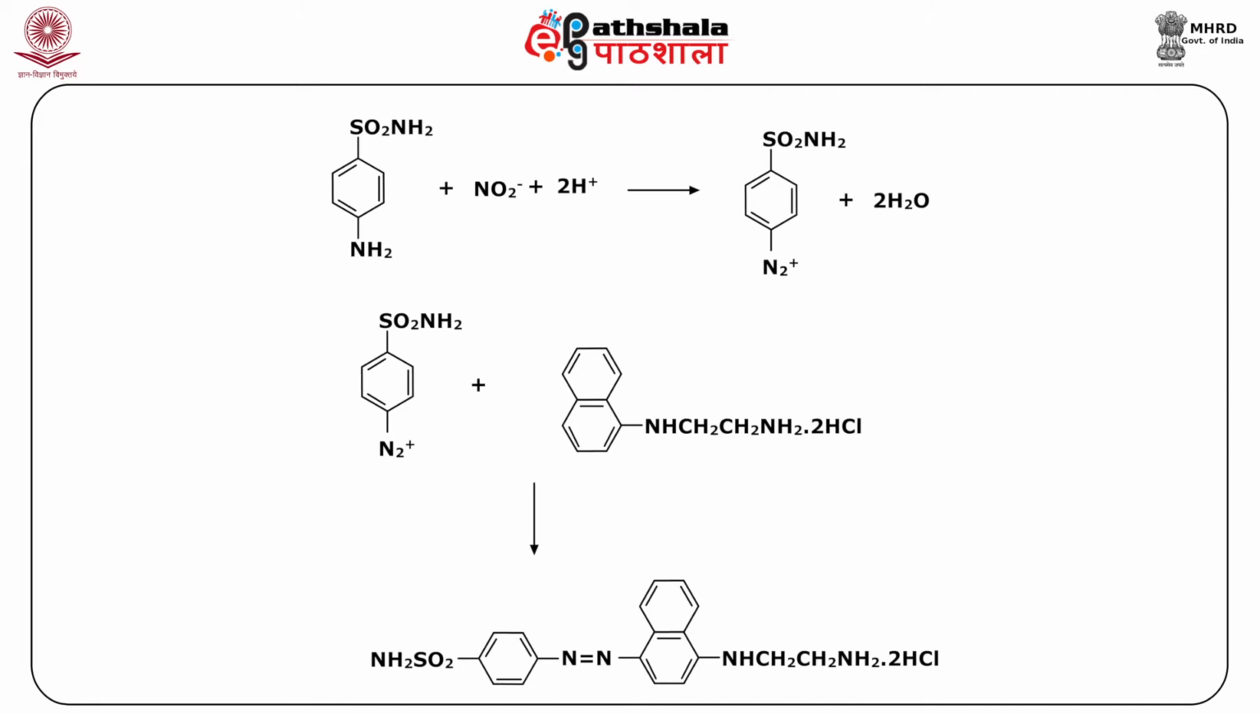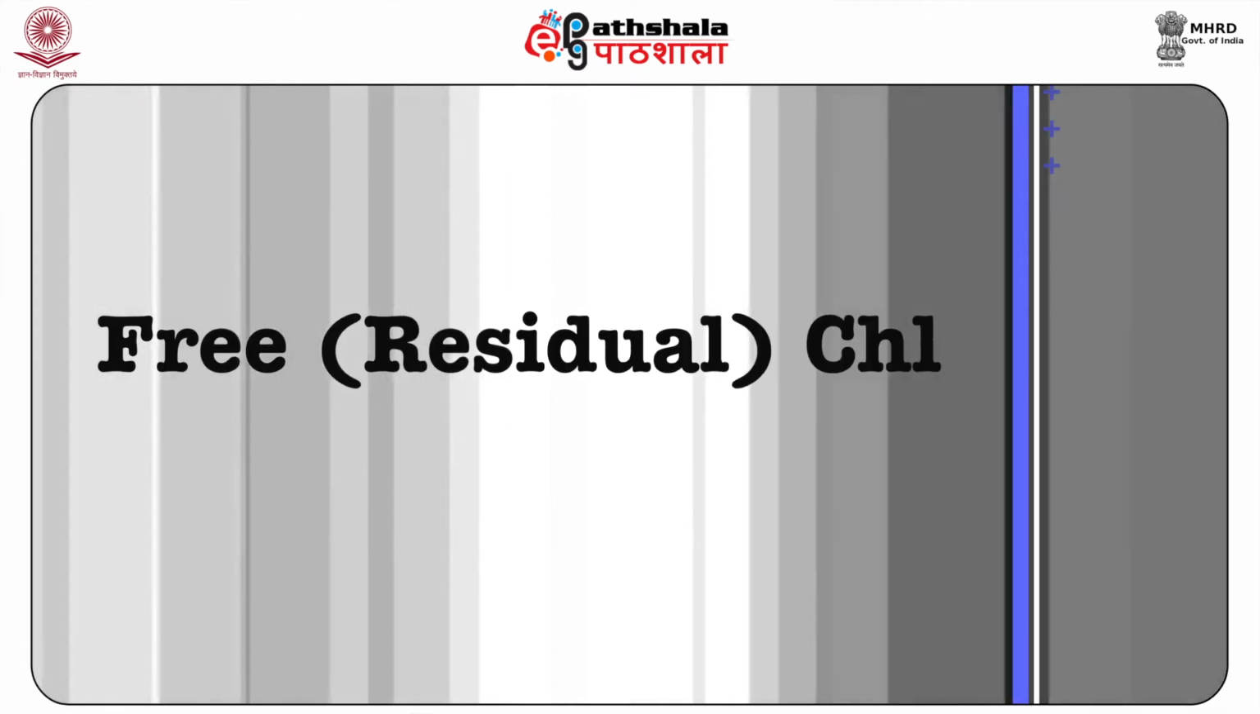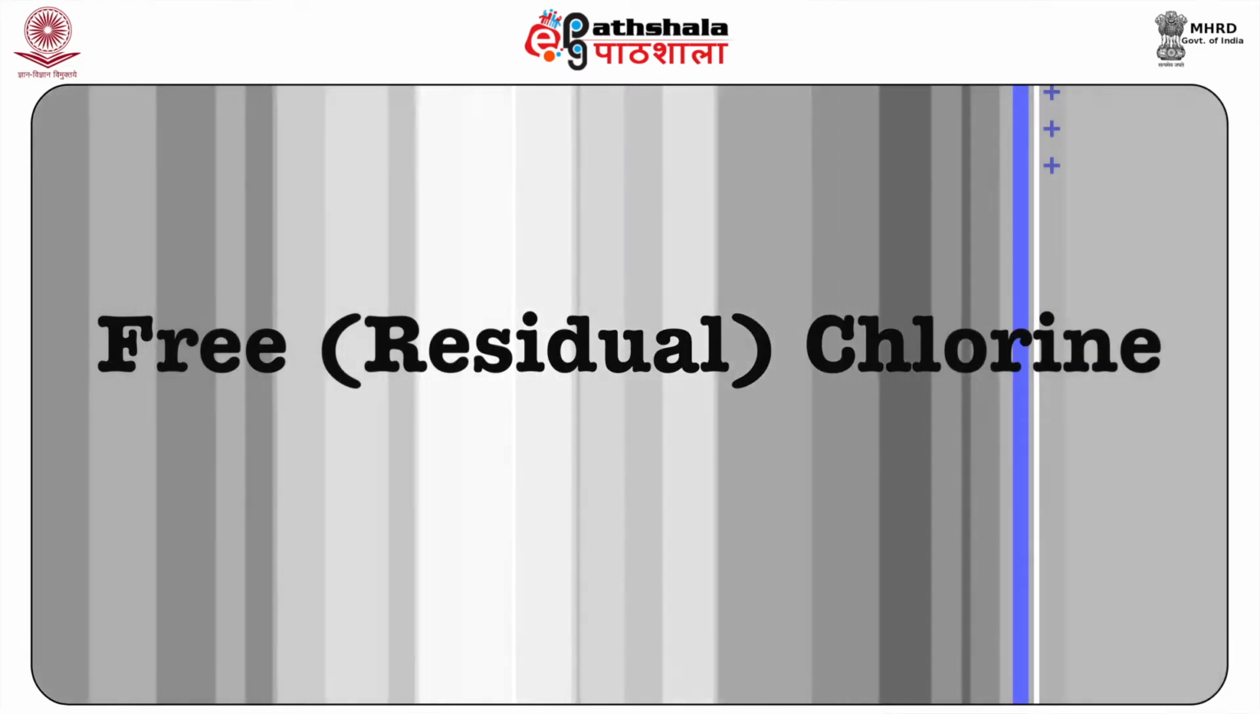So, first there is formation of this diazonium bond and then this coupling is happening to give this dye. So, you can see this is the diazotization reaction for the estimation of nitrites. Now, after nitrogen, let us talk about the free or the residual chlorine.